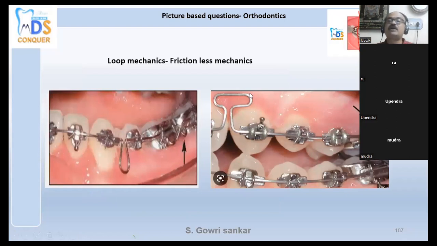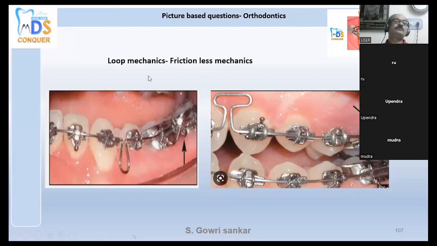Now, another one is, it is moving along the wire, and in loop mechanics, it moves with the wire. You have done removable appliances, some loops. This is nothing but your closed coil spring. So you make it a closed coil spring, you pull the wire back and you make it open. What this does is it tries to close back. In closing back, it brings the tooth along with the wire. Not the tooth moving on the wire, the tooth moves along with the wire. So this is called frictionless mechanics or loop mechanics. Am I clear now?